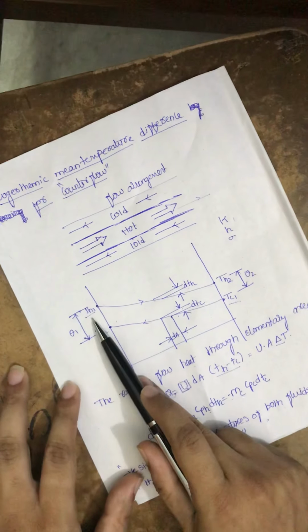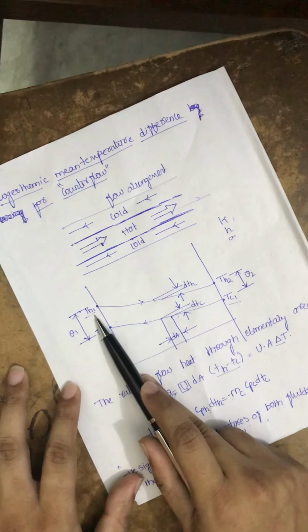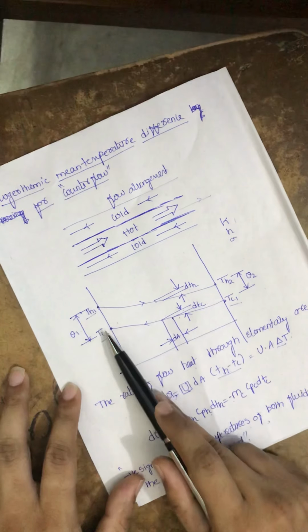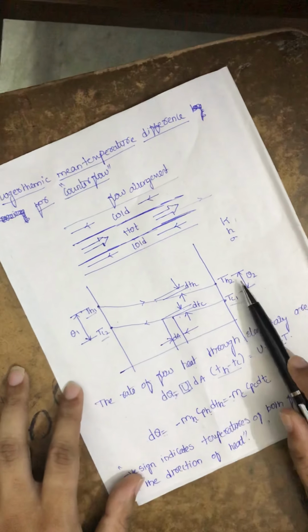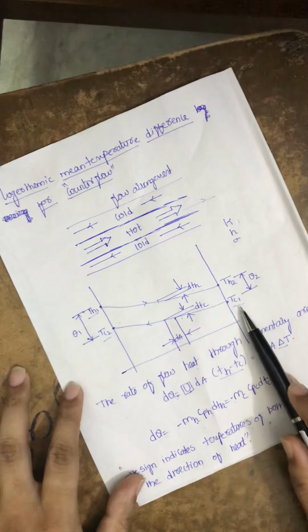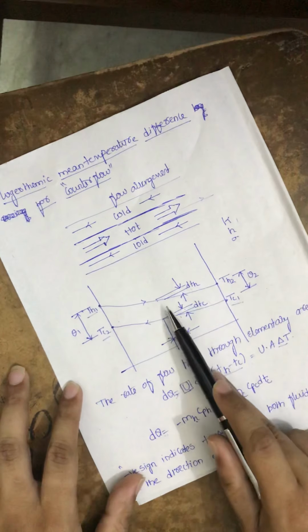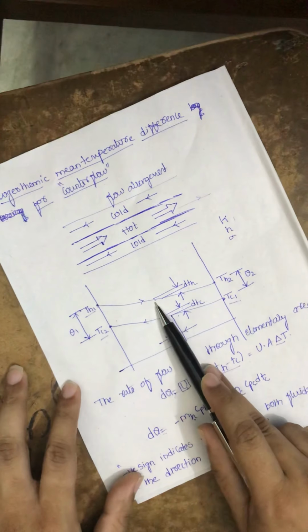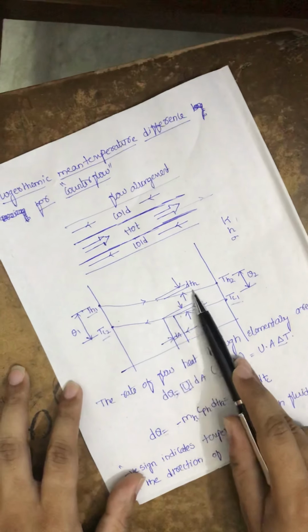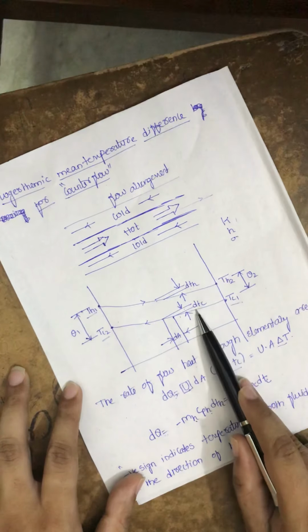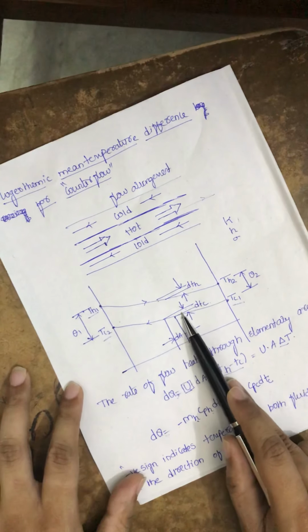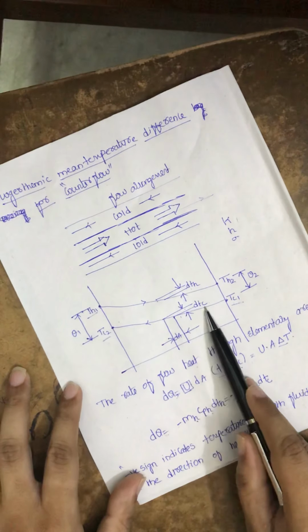The difference between the inlet of hot and outlet of cold, which is Th1 minus Tc2, is theta1. The difference between outlet of hot and inlet of cold, which is Th2 minus Tc1, is theta2. The slightest difference in the hot fluid temperature is denoted by dTh. In the same way, the slightest difference of temperature in the cold fluid is defined by dTc.